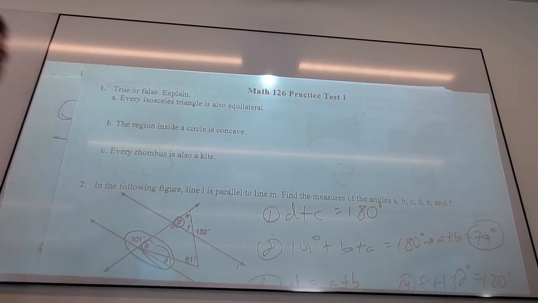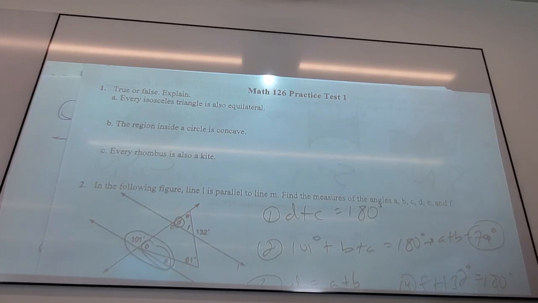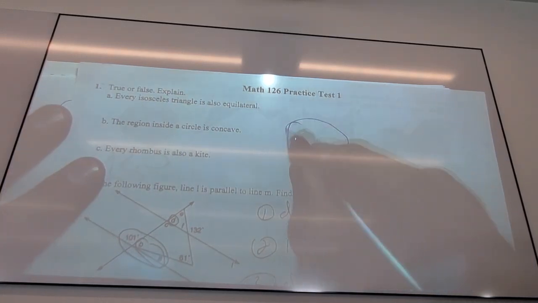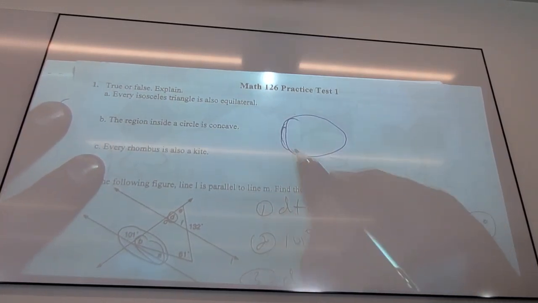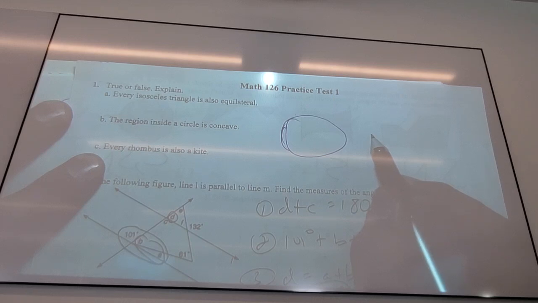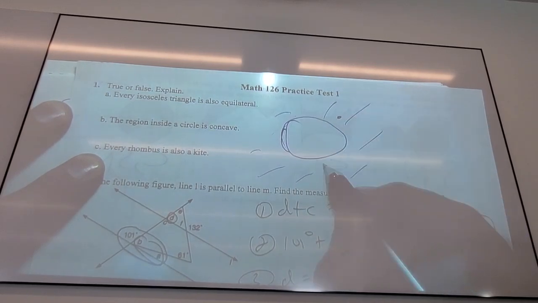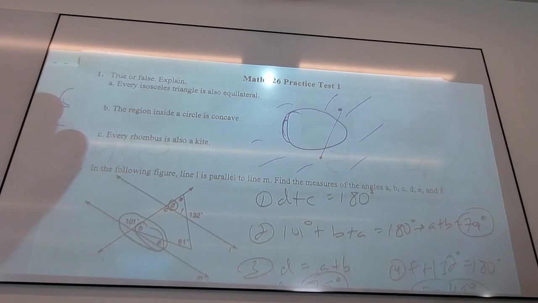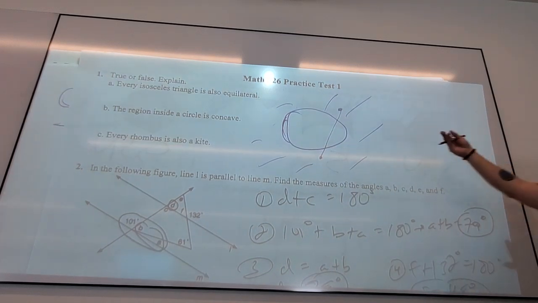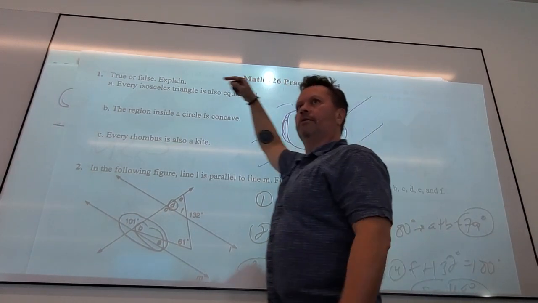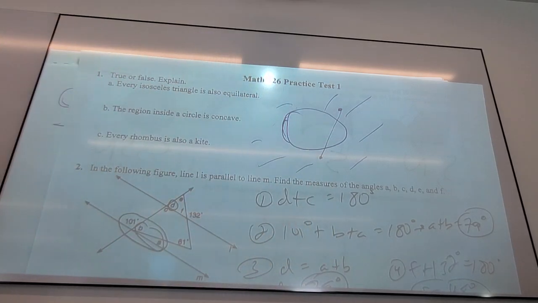And real quick, do you see the way I wrote part B? If you draw a circle, pretend it doesn't have an interior part and exterior part. If I'm focusing on the outside of the circle, can I draw 2 points that when I connect them with a line segment, I don't stay in that region? Yes, I just did. So the outside of the circle would be concave. The inside of the circle would be convex. Does that make sense? That's why I had to be very specific.